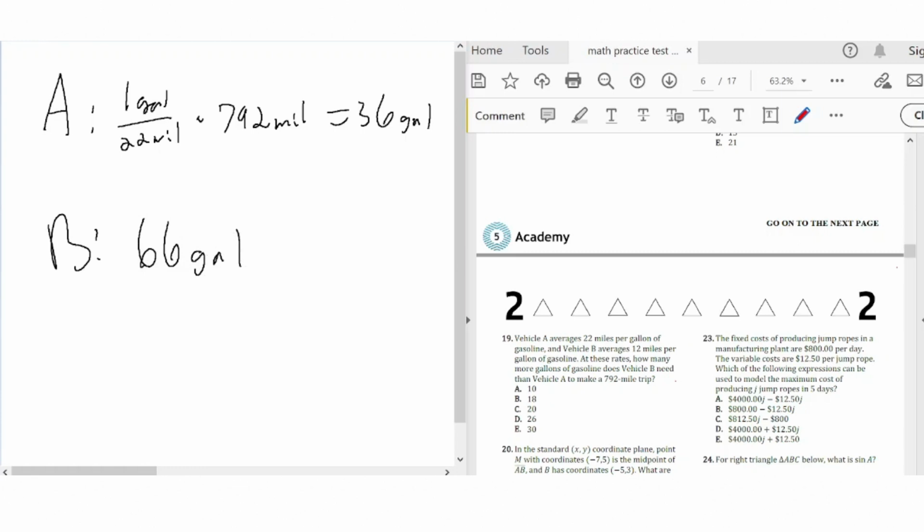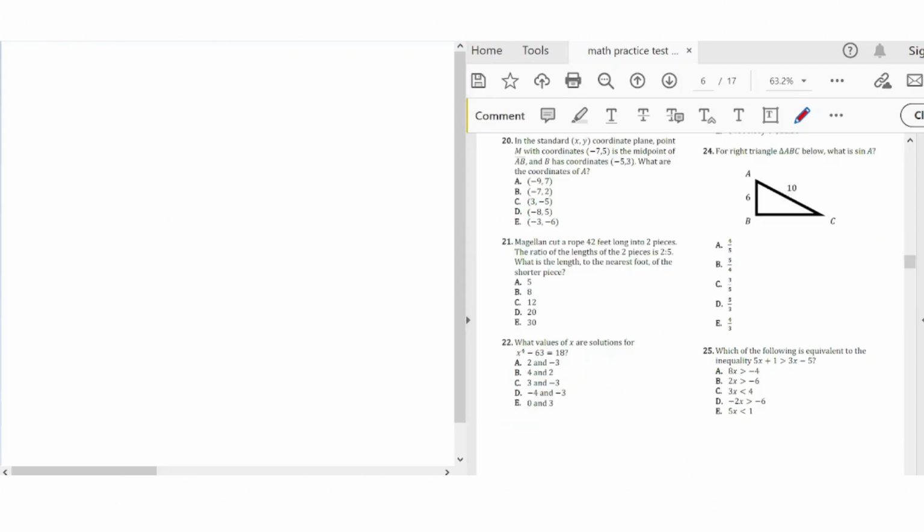66 minus 36 is 30 gallons more. Therefore, our answer is E. All right, looking at number 20.